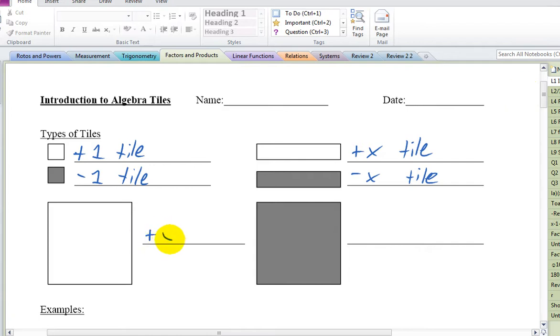This is going to be a plus x squared because it's x times x. It has x squared area. Whereas this would be a negative x squared tile. And if you can tell me why that's so wrong, let me know.